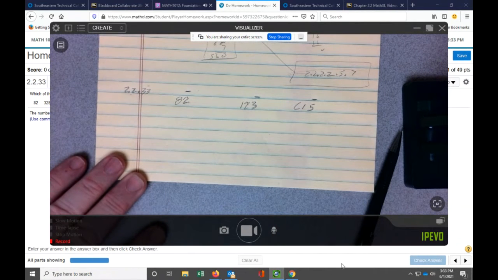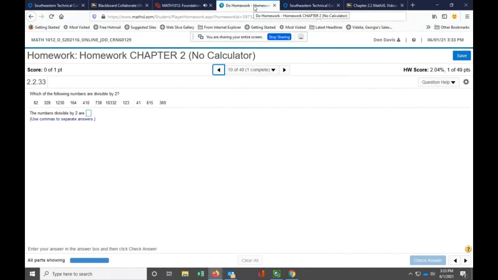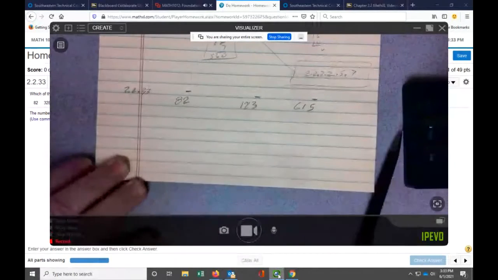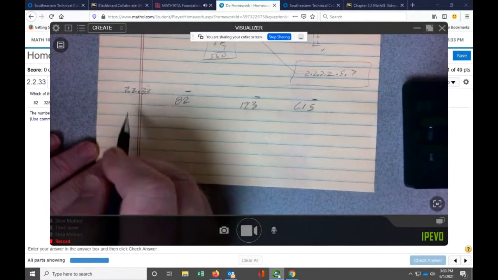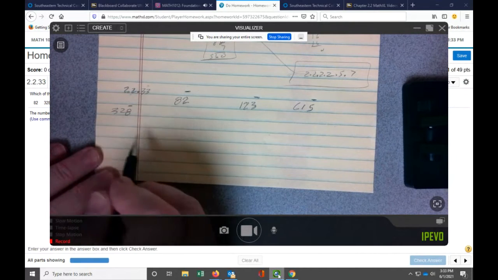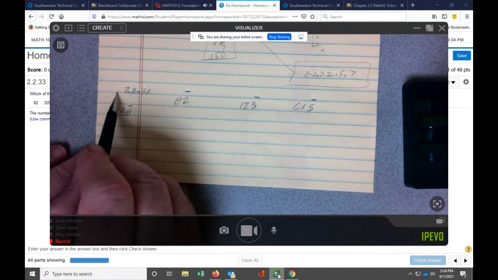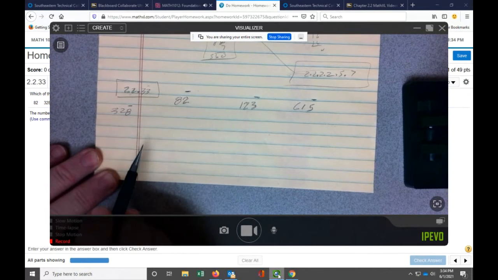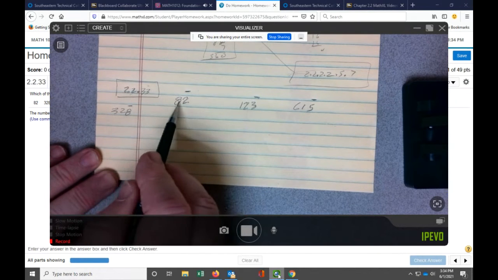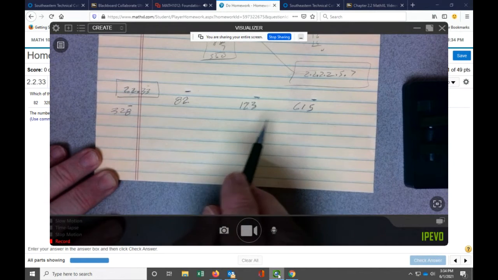Let me get one more number out of that stack. Yeah, I'm going to pull out 328. Okay. And let's just write it over here. And so notice now, and this is the problem number from the Math Excel. So the numerical values we're dealing with are 328, 82, 123, and 615.